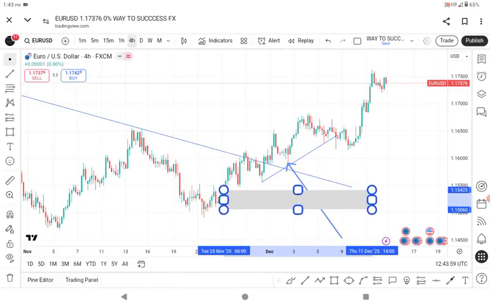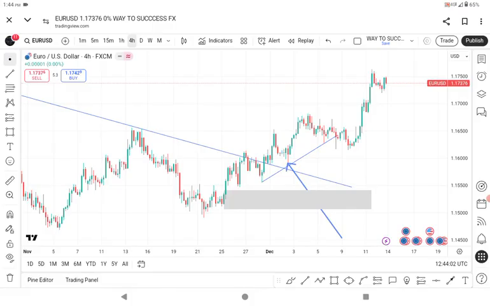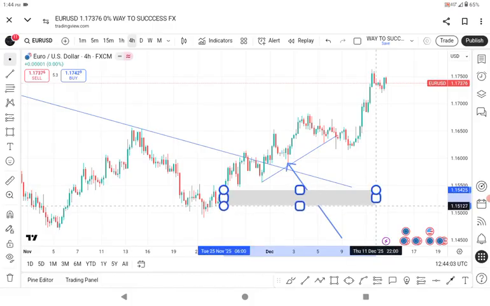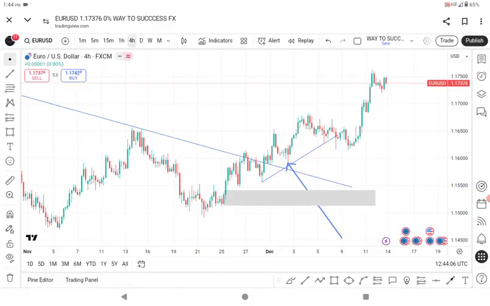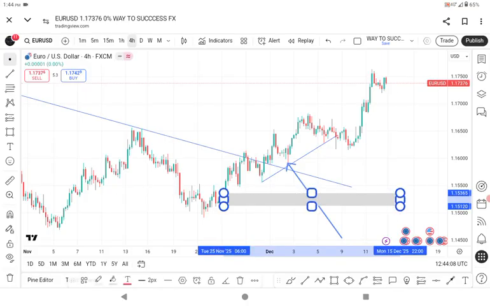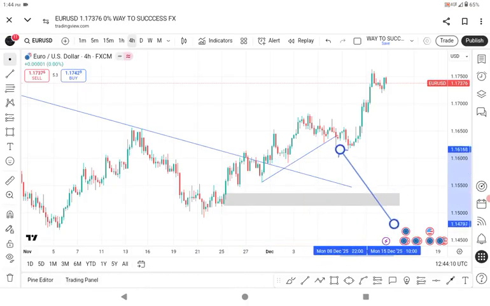So that was my previous week analysis, but price failed to come back to this level. Instead, we had a manipulation of the trend line. If you can see here, price broke this trend line.